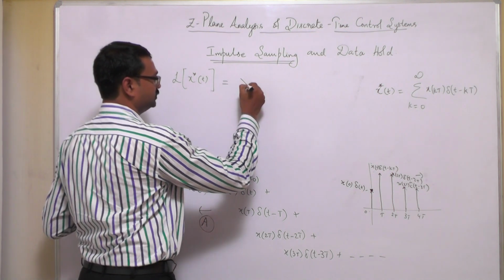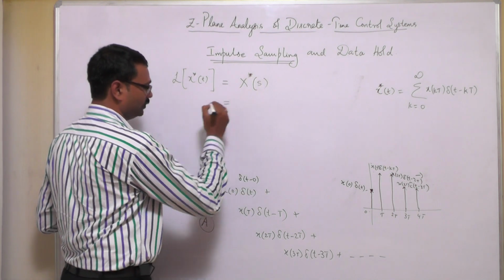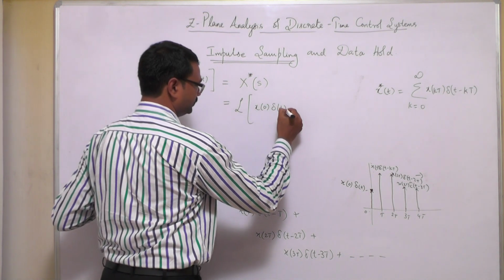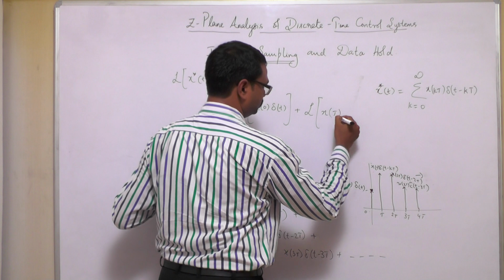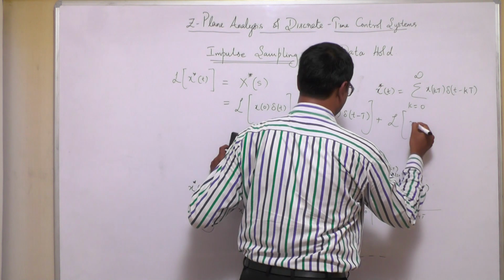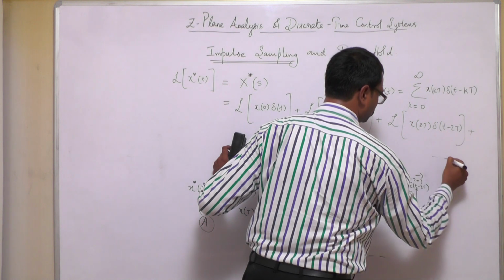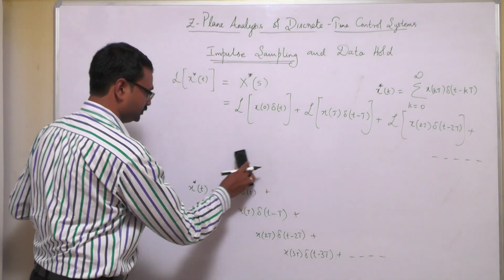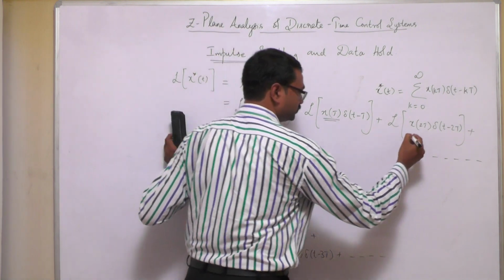That is, I can represent this as x star of s, which is nothing but the Laplace transform of x of 0 del of t, plus the Laplace transform of x of t del of t minus t, plus the Laplace transform of x of 2t del of t minus 2t, and so on up to infinity. So you have this as the Laplace transformation. Now what is this? x of 0 is a constant, x of t is a constant, x of 2t is a constant.